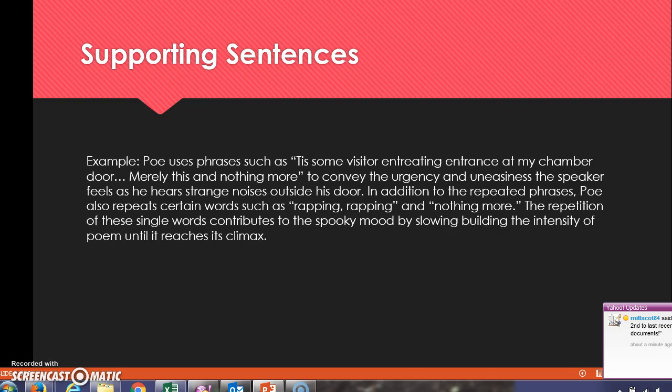They even give us an example of a direct quote right at the beginning where it says, "'Tis some visitor entreating entrance at my chamber door, merely this and nothing more." In addition to those examples, they give us their analysis. They connect the examples to their topic sentence. They explain how those examples support their topic sentence.